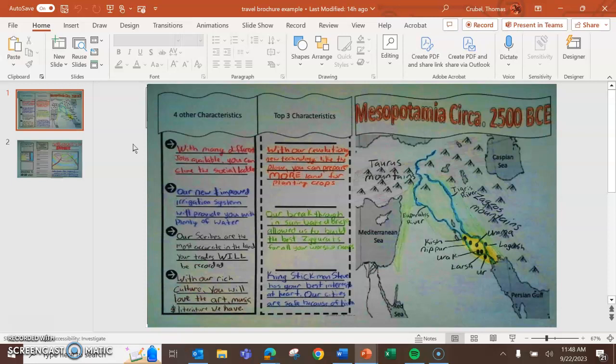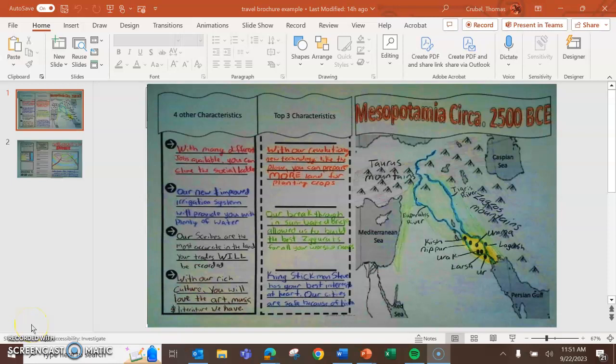If you do get the travel brochure done, there's a tan folder on my desk, which is where you will put it. Do not put it in the basket. Put it in the tan folder on my desk. Then you can get to work on anything else that you have to work on.